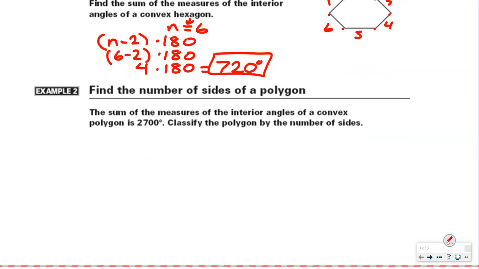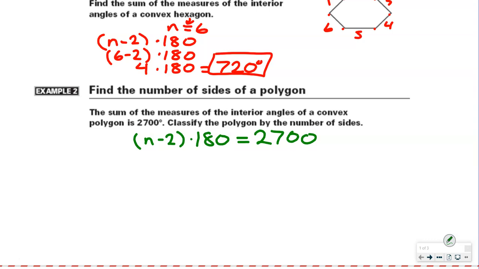All right, next, we want to find the number of sides of a polygon. So in this case, we know what the sum of the interior angles is. It says the sum of the measures of our interior angles of a convex polygon is 2,700 degrees. So all of our angles added up equal 2,700 degrees. I want to be able to classify this polygon by the number of sides. So again, I'm going to look at my formula. In this case, I know that n minus 2 times 180 equals 2,700 degrees.